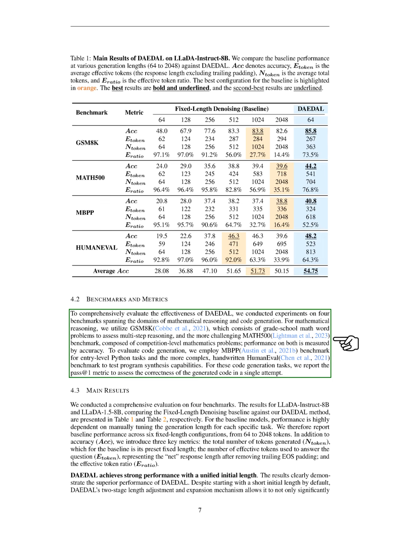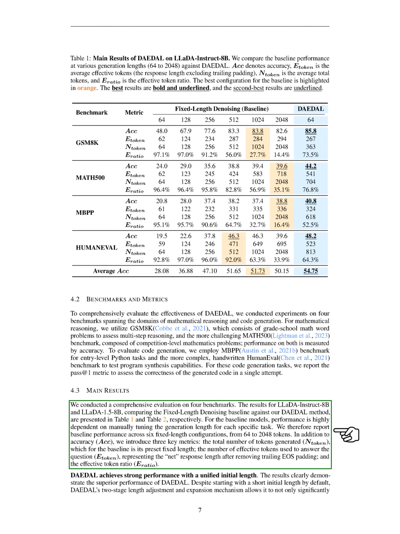For mathematical reasoning, we used GSM-8K, which includes grade school math problems, and the more challenging MATH 500, which consists of competition-level problems. We measured performance based on accuracy. For code generation, we employed the MBPP benchmark for basic Python tasks and the more complex HumanEval benchmark for program synthesis, reporting the correctness of generated code in a single attempt.